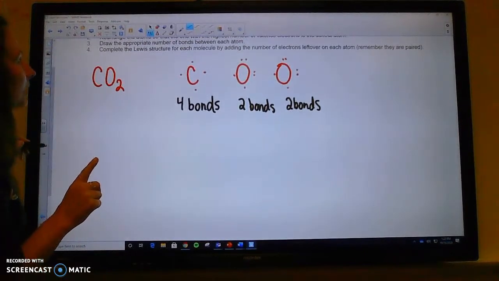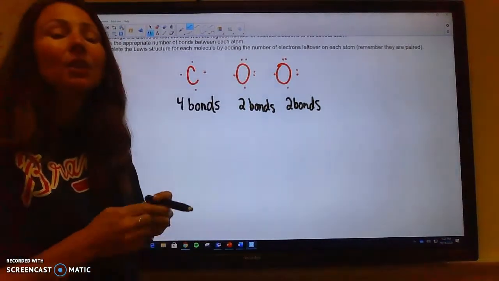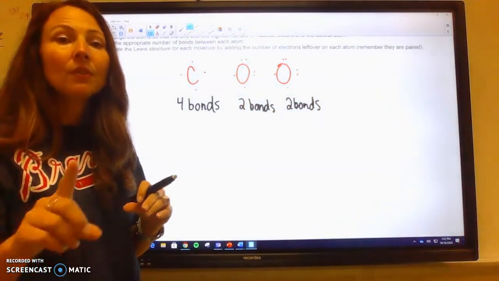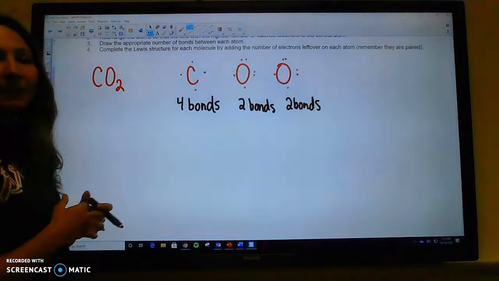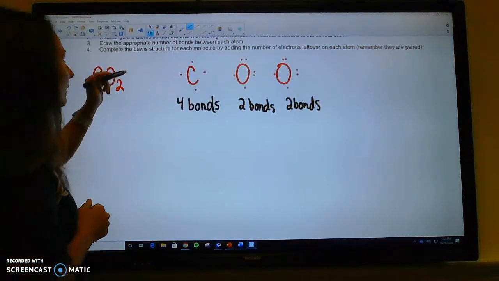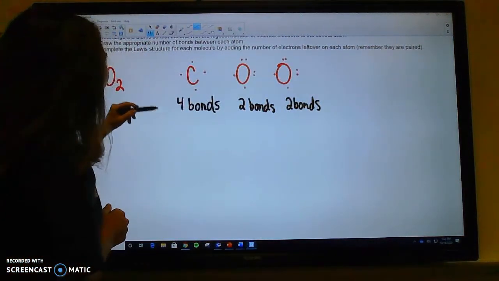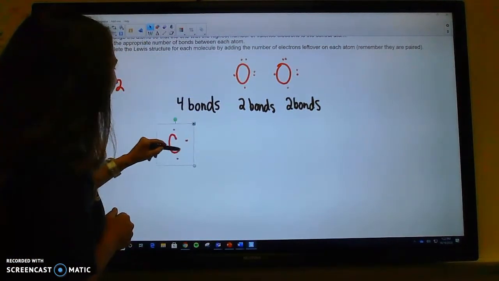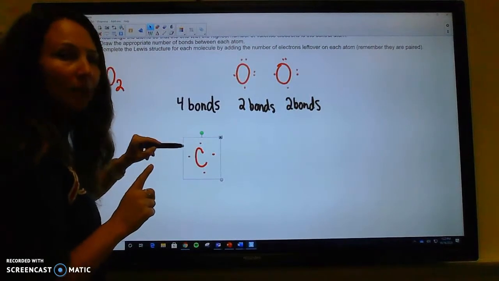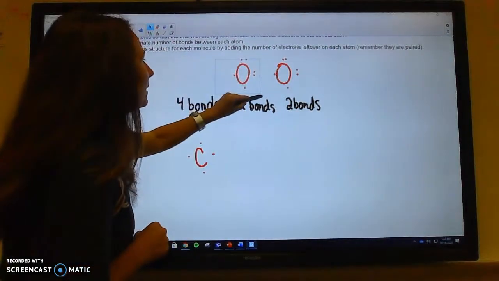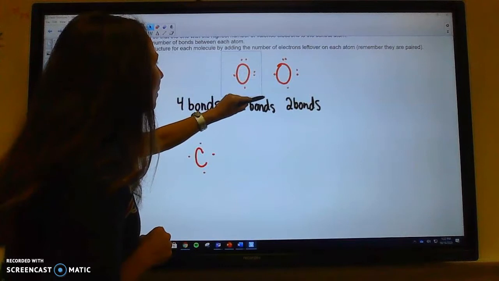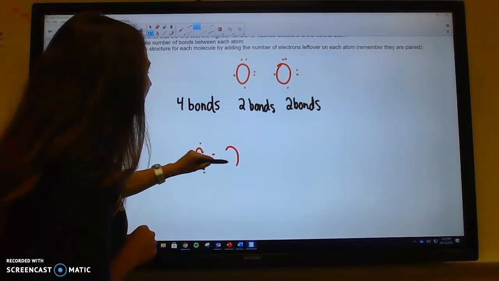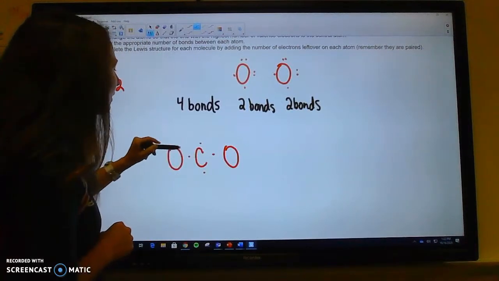The next step is to rearrange the atoms so that the one that forms the most bonds is going to go in the middle. So here's what we do. Which one makes the most bonds? Carbon. So carbon is going to go in the middle, okay? And let's see if this will work. It'd be great if it does. If carbon goes in the middle, each oxygen is going to go on either side of carbon. Let's make an oxygen here and an oxygen here.